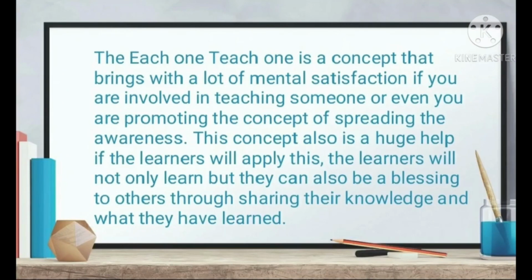Each One Teach One is one of the concepts that brings a lot of mental satisfaction if you are involved in teaching someone or even promoting the concept of spreading awareness. This concept is also a huge help if the learners apply this. The learners will not only learn but can also be a blessing to others through sharing their knowledge and what they have learned.